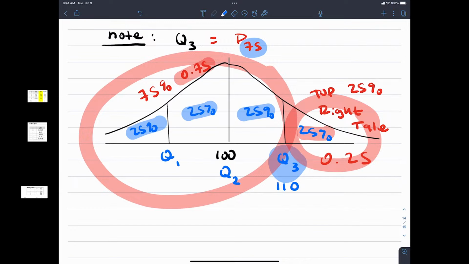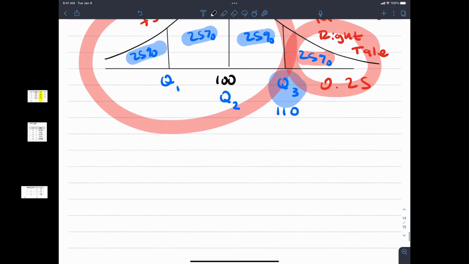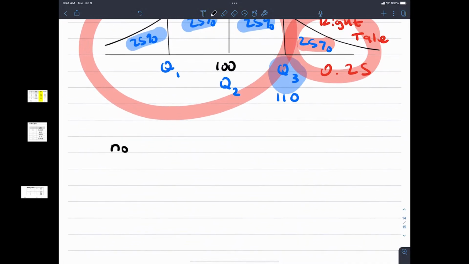So let's see if you're awake on this one. This is another note. What's the definition of D6? That's the sixth decile. That's correct. 60th percentile. Yes. There we go.